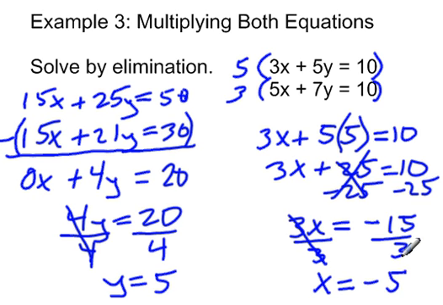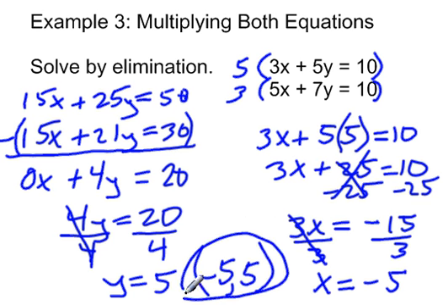Now this is my x value, this is my y value. So my coordinate point is going to be negative 5, 5. And that is my solution to the system of equations.